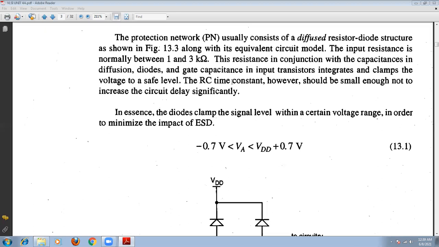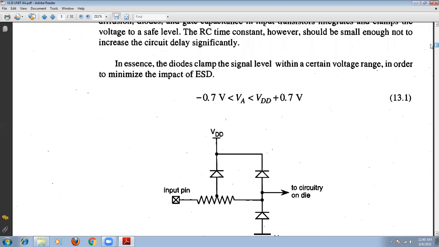Now in this class, we are going to consider a protection network, to protect our circuits when an ESD signal arrives. The protection circuit exists at the input and output level with the pads, so it will be located there. Basically it consists of diffused resistor and diode structures, as shown in the figure.